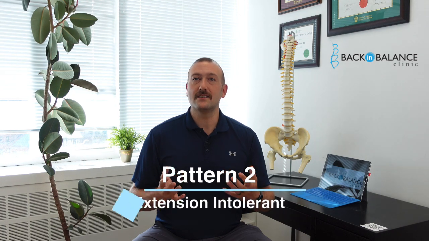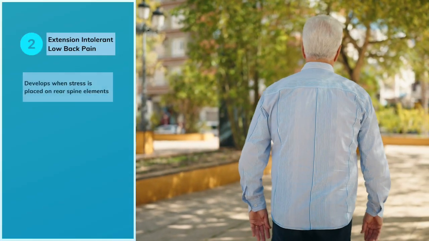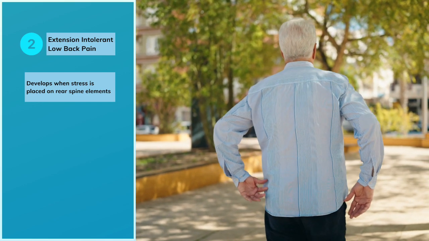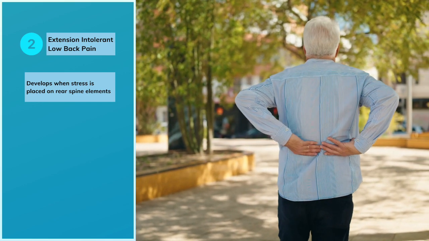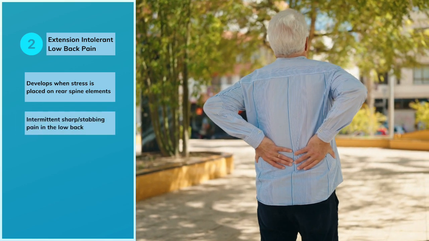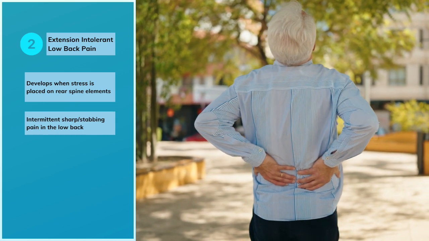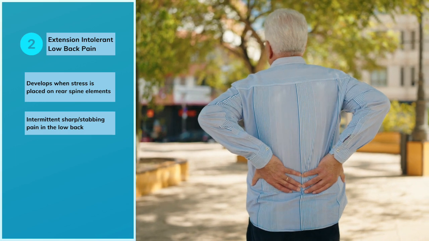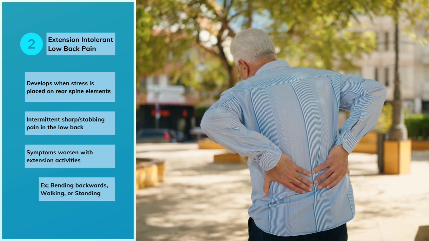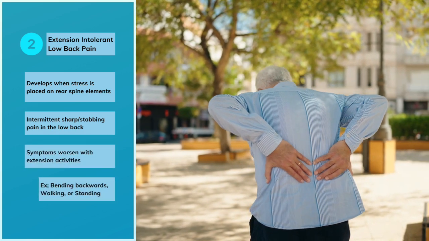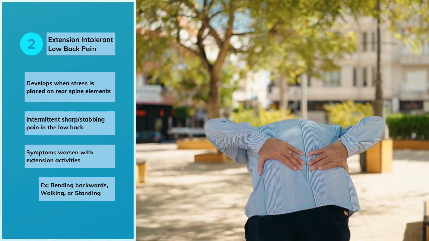The second pattern of back pain is known as extension intolerant low back pain. This pain typically develops when stress is put on the posterior or rear elements of the spine, like the joints. The pain is often intermittent, feels sharp or stabbing, and is localized to the low back. Symptoms often worsen with extension type activities such as bending backwards, walking, and standing.